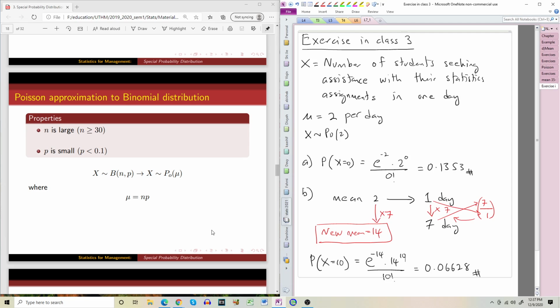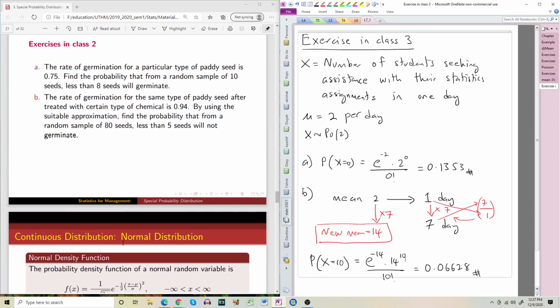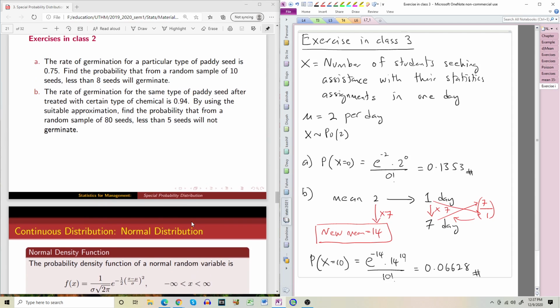Okay, maybe last part for today. The normal distribution I will start in a new class. Either I will do the video and upload, or maybe I will teach you in the class. Let's see how it goes.